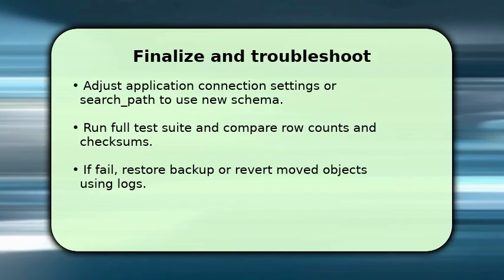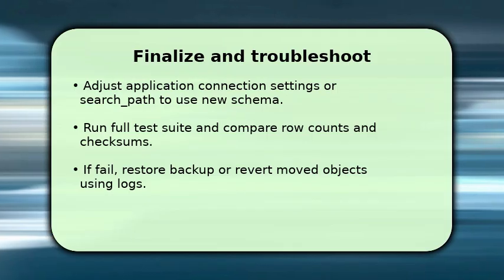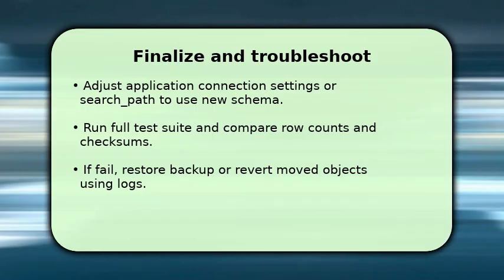If things go wrong, stop and do one key troubleshooting action. Restore from the backup or reverse moves using your migration log, and check for lingering references or permission mismatches. Make sure to communicate rollback steps to stakeholders.